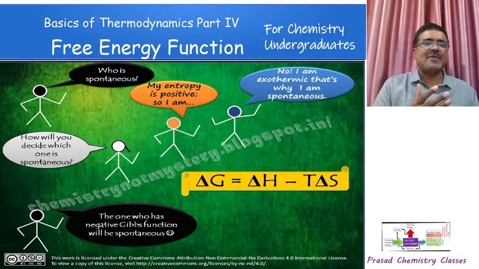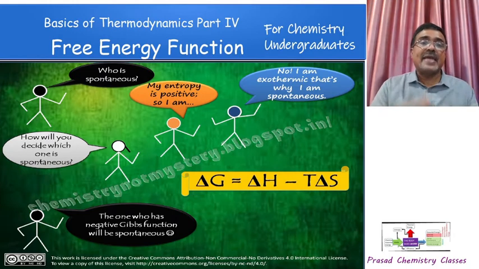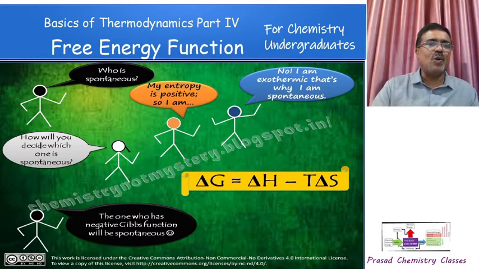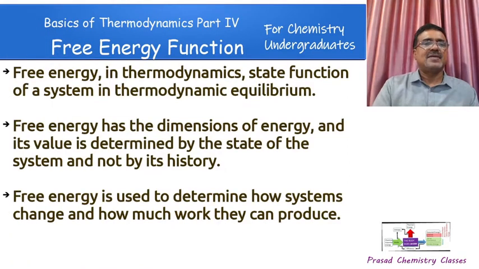So we have already seen that for spontaneity you can have one energy factor, maybe internal energy or enthalpy, where a decrease in that factor makes a process spontaneous. Similarly, you have the entropy factor, and an increase in entropy helps a spontaneous process. And we are going to have a combination of these two, and that is what we call free energy. It's a state function in thermodynamics for a system in equilibrium. In a particular state only we can have a state function, and free energy is also a state function.